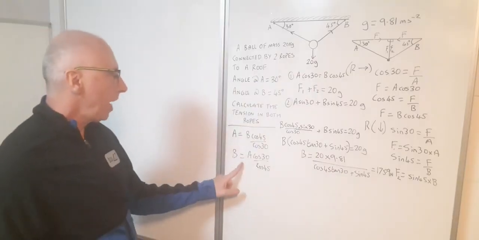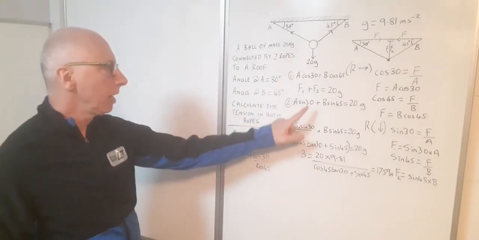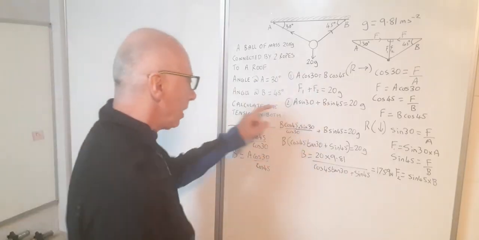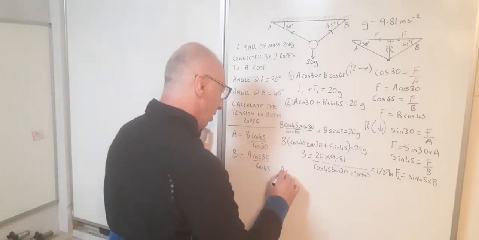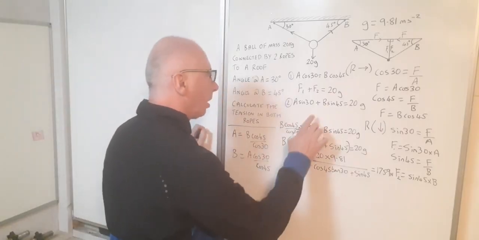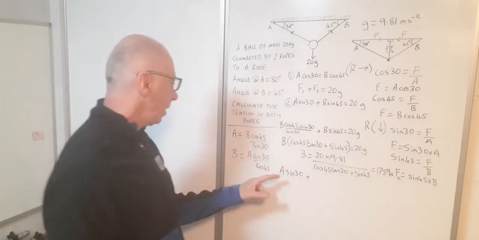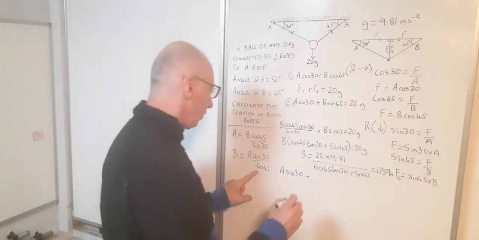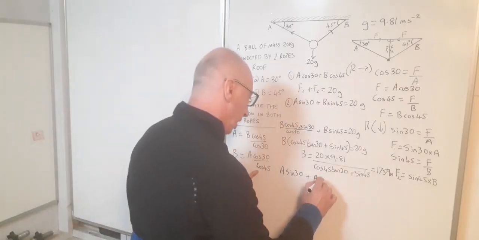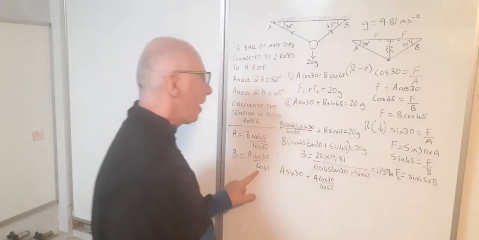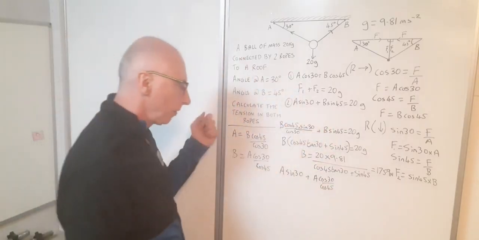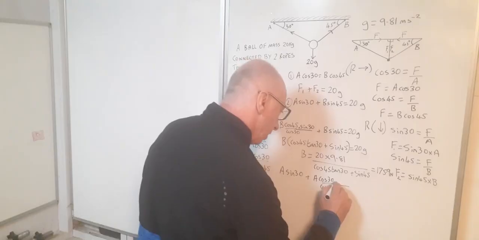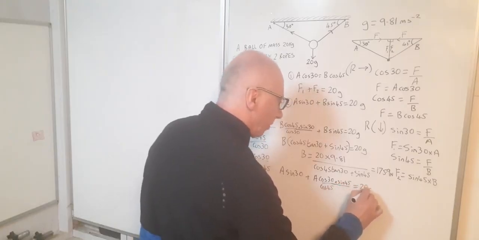So now let's solve for A. So I'll substitute in for B into here. So I've got A sine 30 plus, now what's my B? B is A cosine 30 over cosine 45. And then again, not forgetting the sine 45. So easy to forget the sine 45. And that equals 20G. So all good.